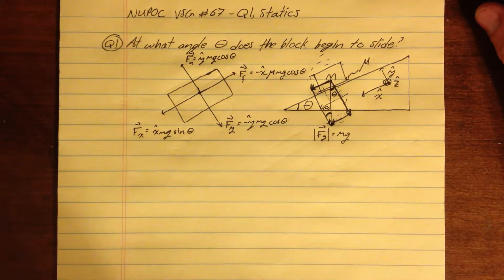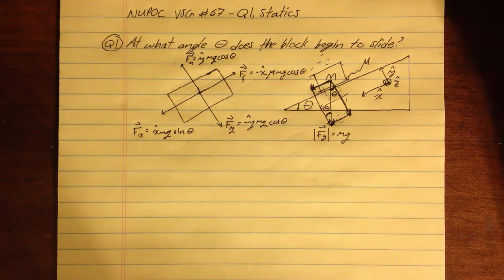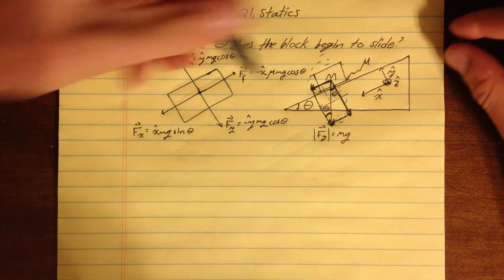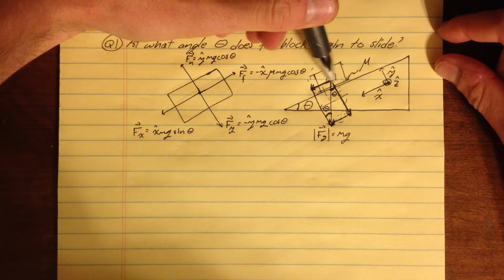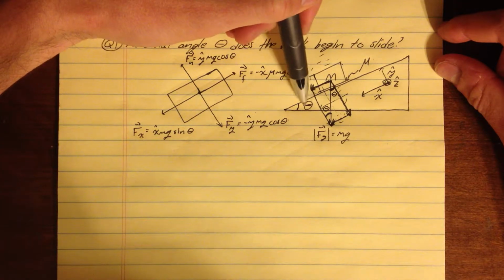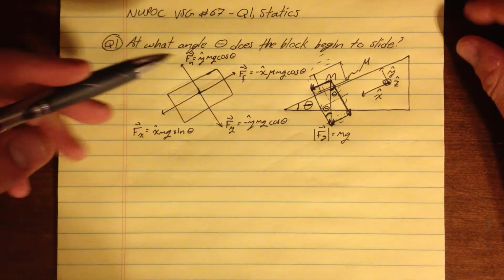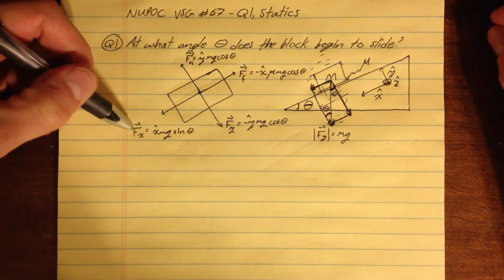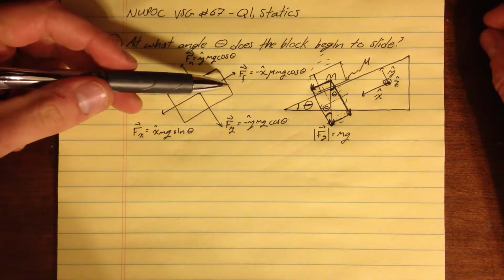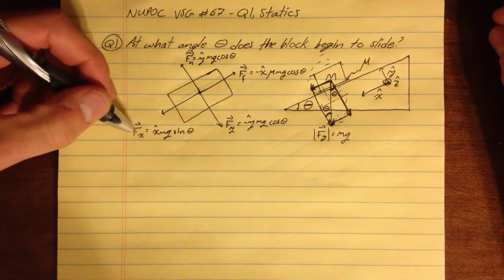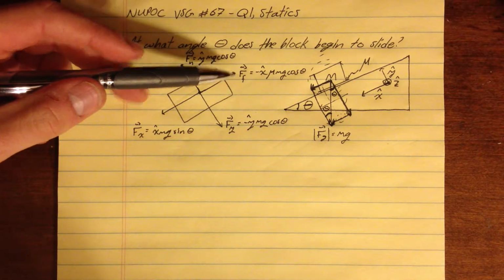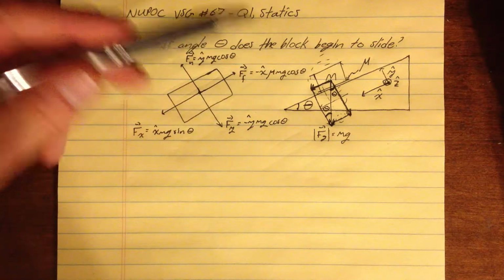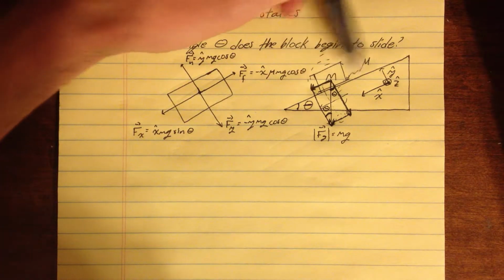Okay, so like we said before, we are interested in the instant when this block just barely begins to slide and what the angle is when that happens. When it just barely begins to slide, Fx has just barely overcome Ff, and so we can essentially say that Fx equals Ff, that is, there's no net force in the x hat direction, right?